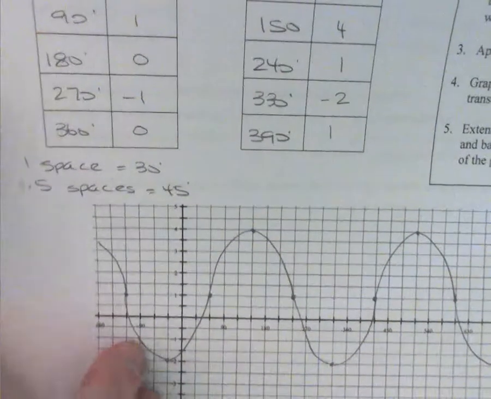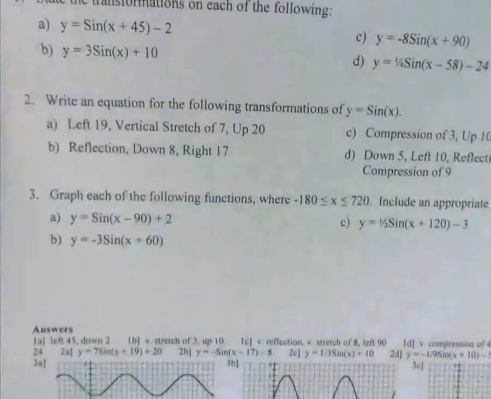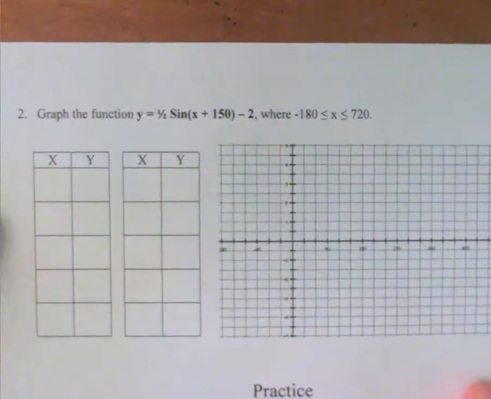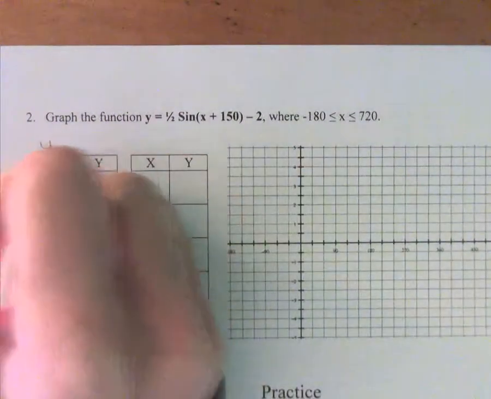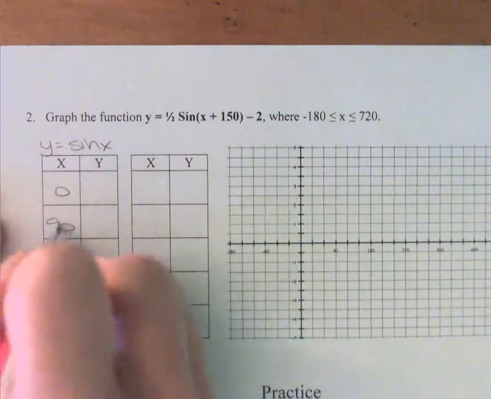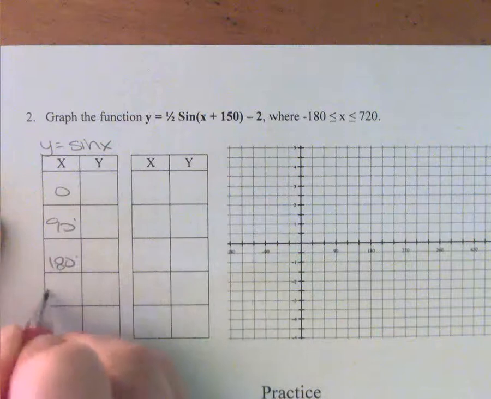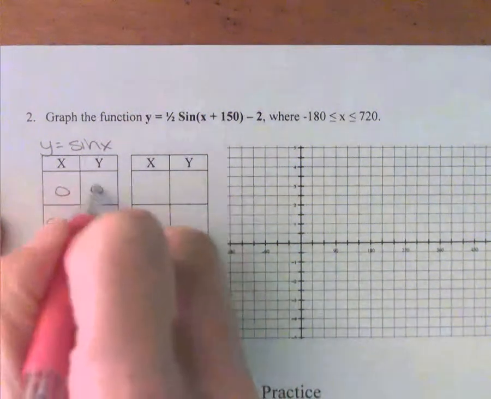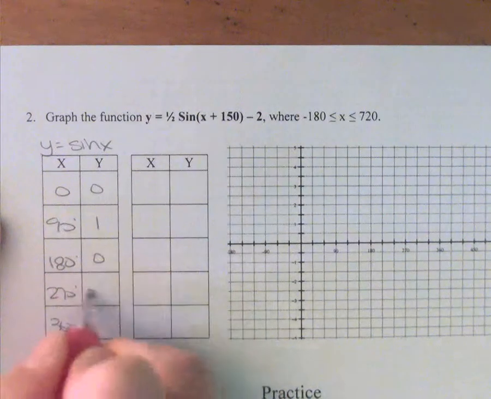Okay, let's look at one more. Again, I'm going to start with the basic sine graph. So 0, 90, 180, 270, 360. My sine graph starts at 0, 1, 0, minus 1, 0.